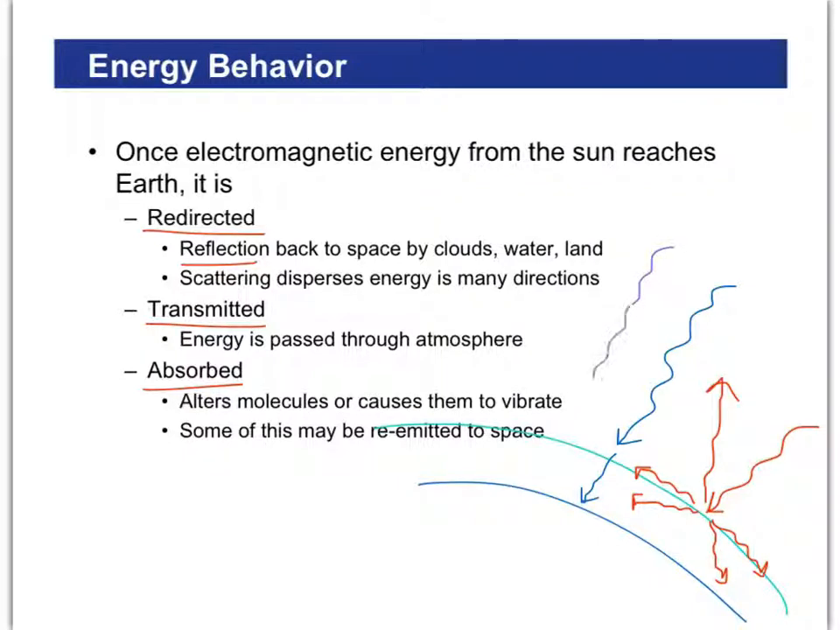Let's say ultraviolet comes in. It might just be absorbed by the atmosphere right there and not even make it to the ground. That's actually good. Our atmosphere does that because ultraviolet can give you cancer. So three different things can happen to the radiation that comes from the sun once it strikes our atmosphere.